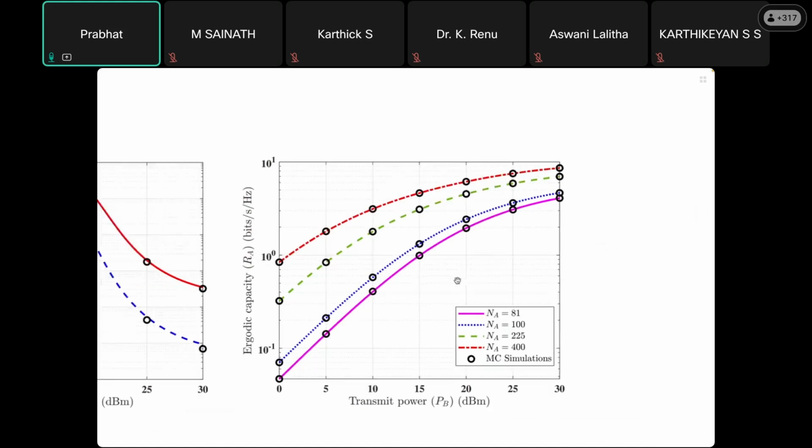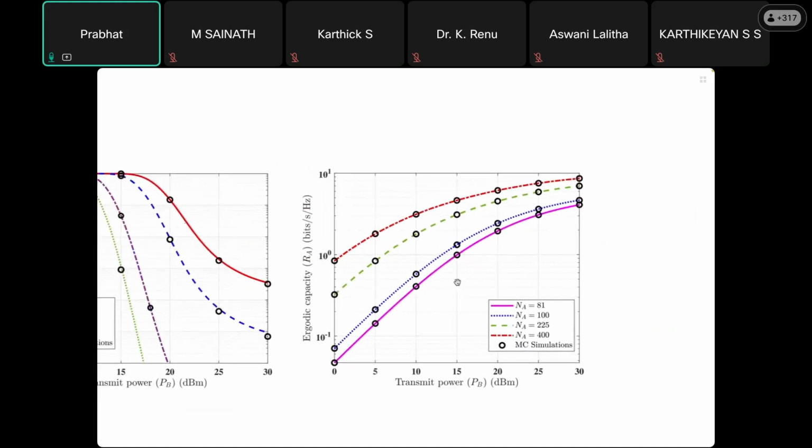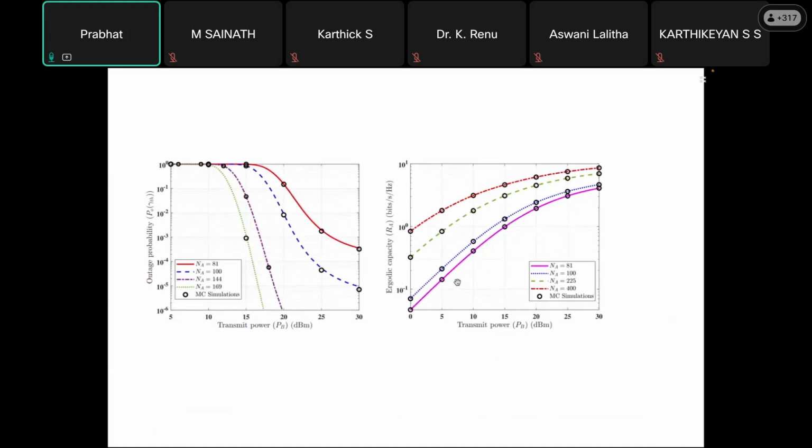So the simplest conclusion from these two graphs is that if you have more RIS elements, the system performance improves, be it in terms of outage probability or capacity. I have not shown the other metric curves, but for any kind of metric you get better performance when you increase the number of IRS elements, right?